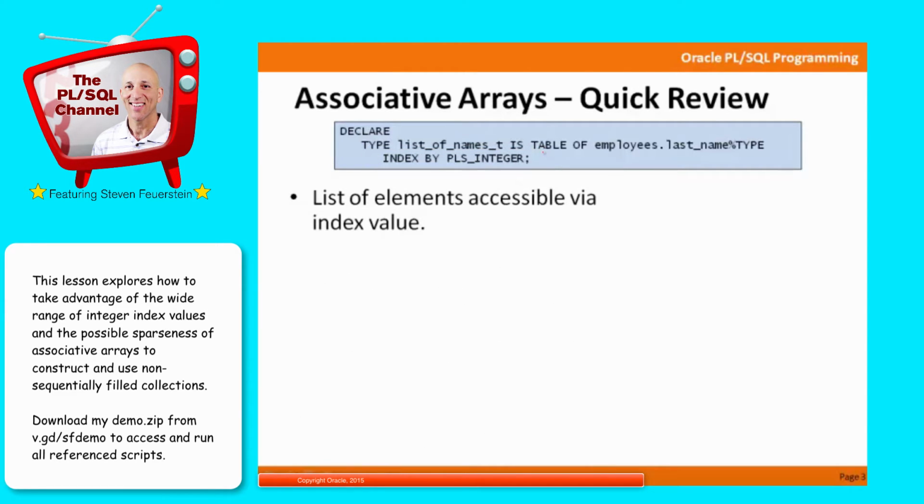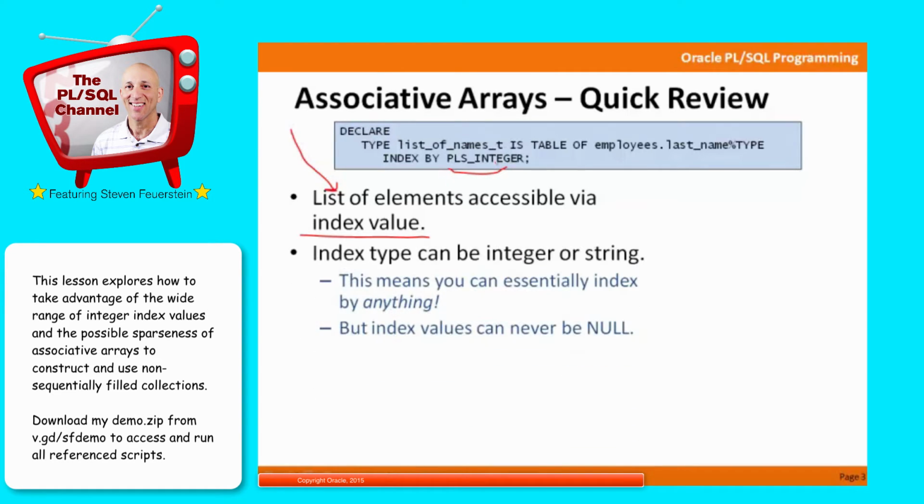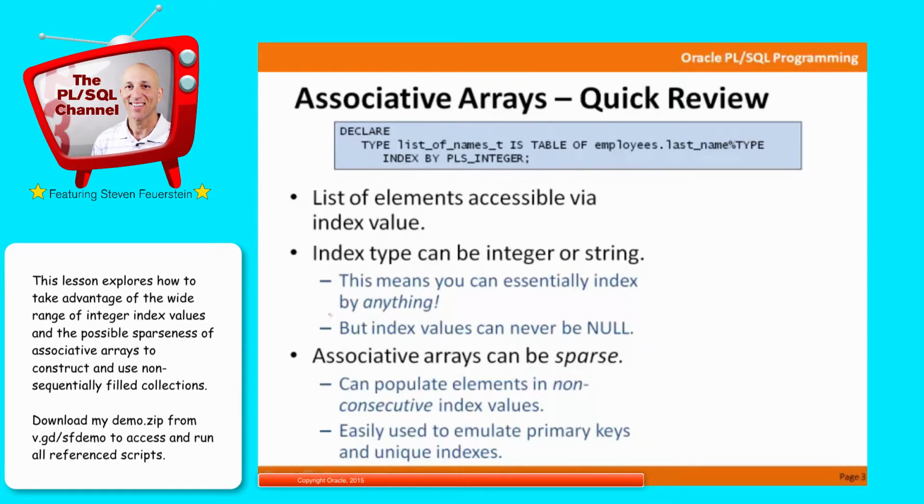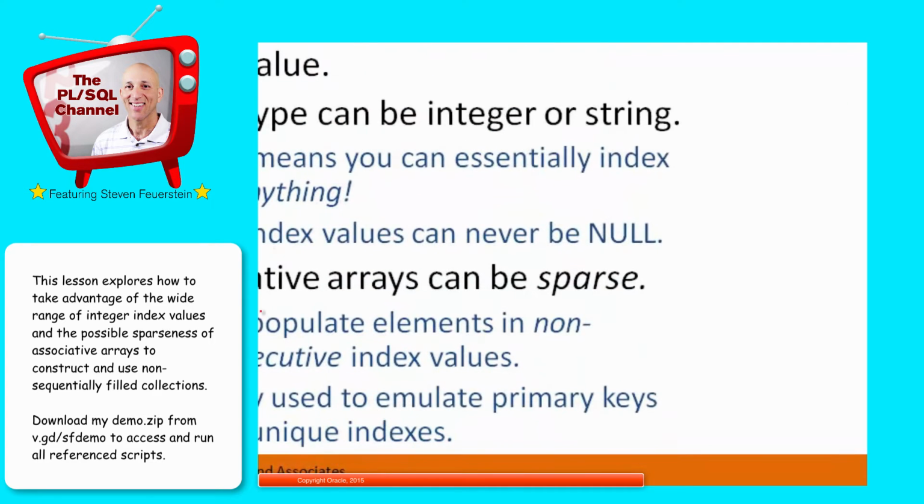So, a list of elements. A collection is a list of elements accessible via the index value. So if I know the index value of 16, I can go directly to that element in my collection. Indexes can be integers or strings, which means you can essentially index by anything you want. But index values can never be null. And most importantly for the topic of non-sequential indexing, associative arrays can be sparse.